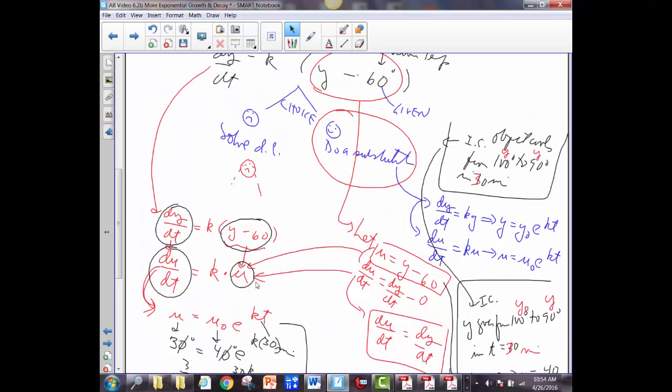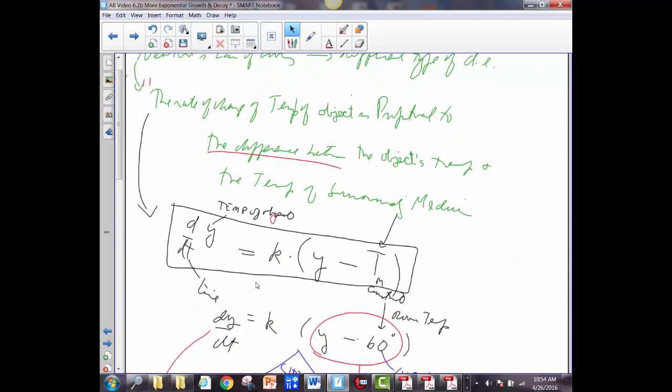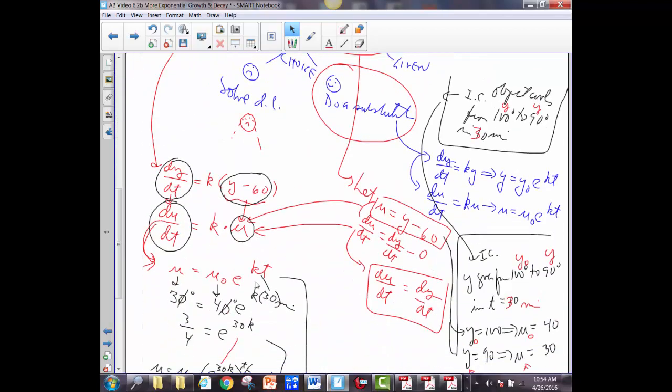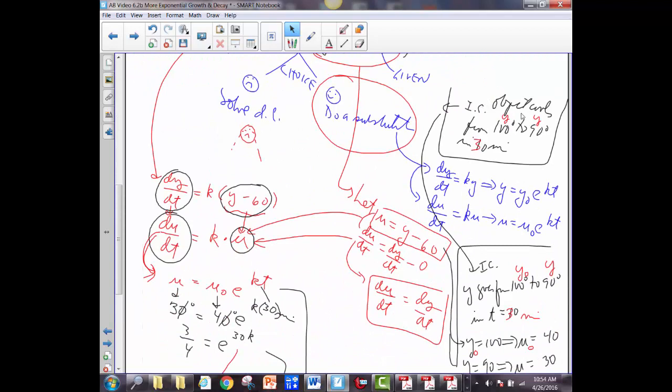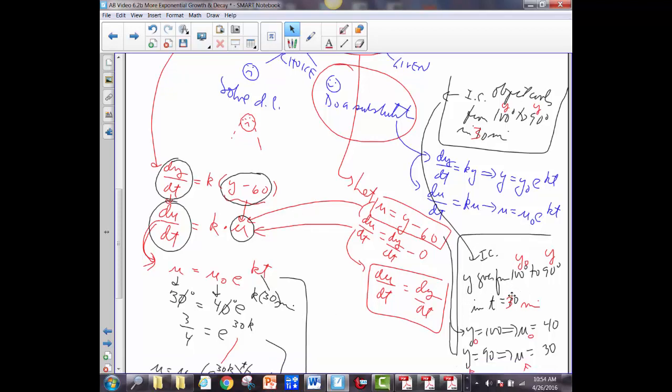So you started out in this case, I don't know which problem this is. Oh, here we go. An object cools from 100 degrees to 90 degrees in 30 minutes. Oh, that would be over here. Okay. So, oh, exactly.